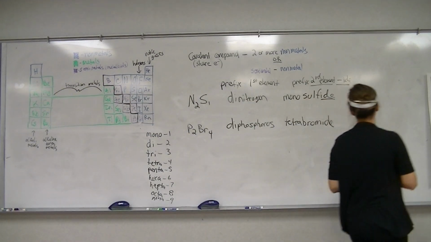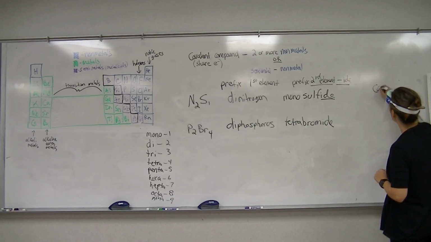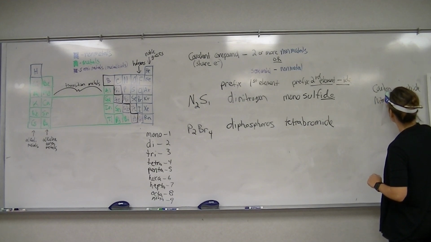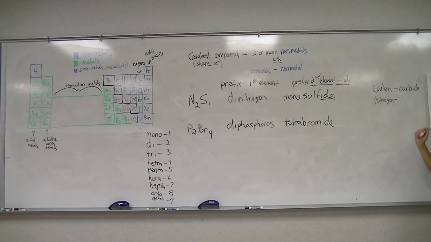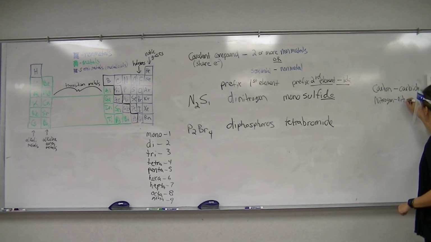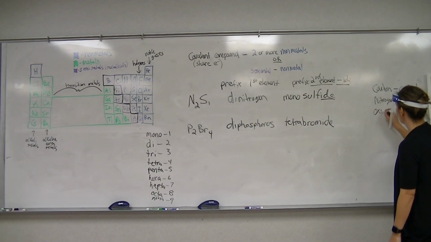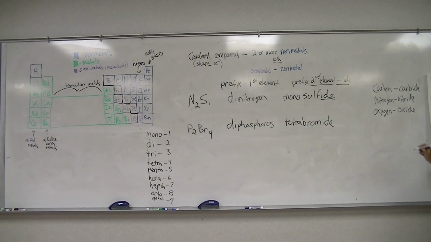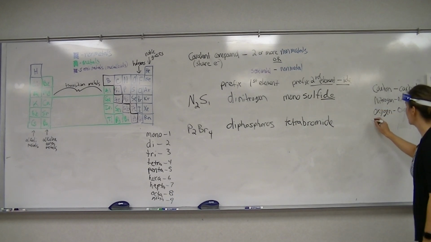Let me make a little list over here too, of how the nonmetals change with their IDE endings. Carbon becomes carbide. Nitrogen's kind of a hard one. Some people like to say it becomes nitrogenide. That's wrong. It just becomes nitride. So shorten it up a little bit. Oxygen becomes oxide. We've already seen sulfur becomes sulfide. Phosphorus becomes phosphide.